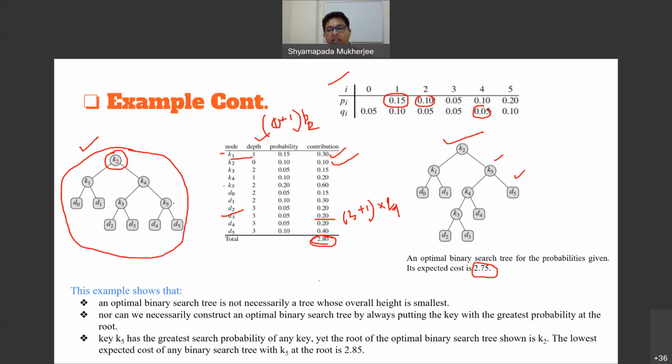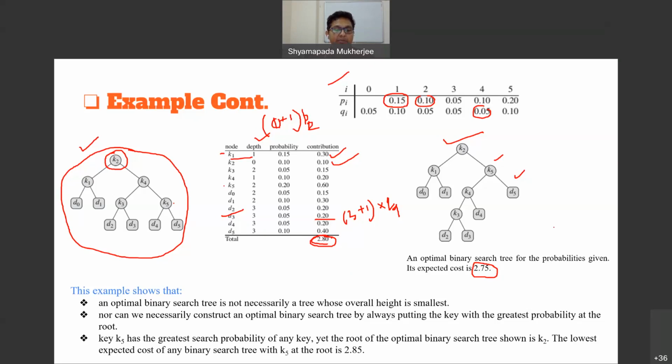Okay, and another thing is that if we put the key with the highest probability, because the highest probability means the searching for that particular key is maximum, as the root, it will not actually indicate that it will be the optimal binary search tree we are looking for.